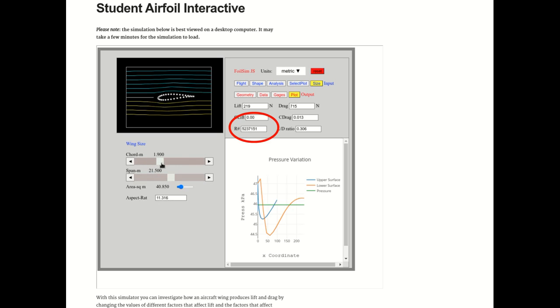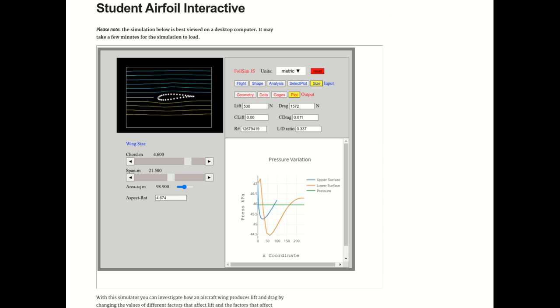However, if we change the chord length, we'll see that as we change the length, the Reynolds number also changes. If we decrease length, the Reynolds number goes down. If we increase length, the Reynolds number goes up. So you can see that this simulation follows the Reynolds equation.